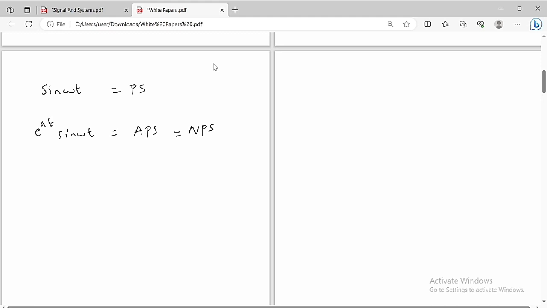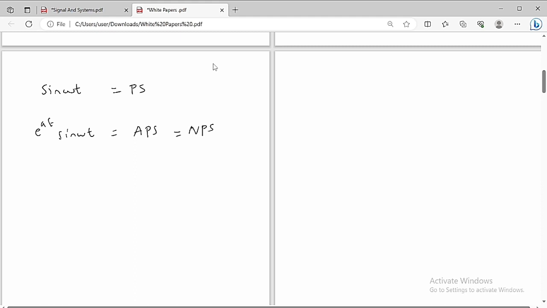Periodic signal means after a certain amount of time, the signal has to repeat its waveform. Non-periodic signal means the signal must not repeat its waveform. That is the meaning of the periodic signal or the non-periodic signal. Aperiodic means the signal is not going to get repeated.